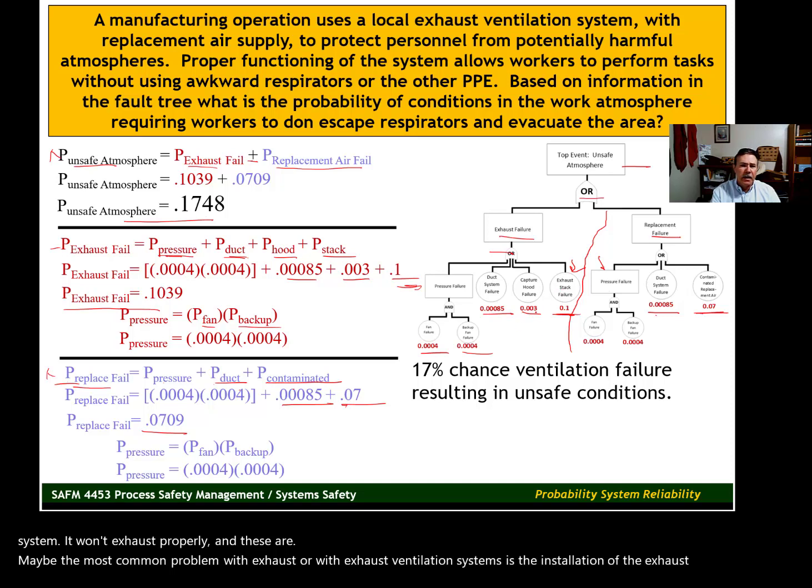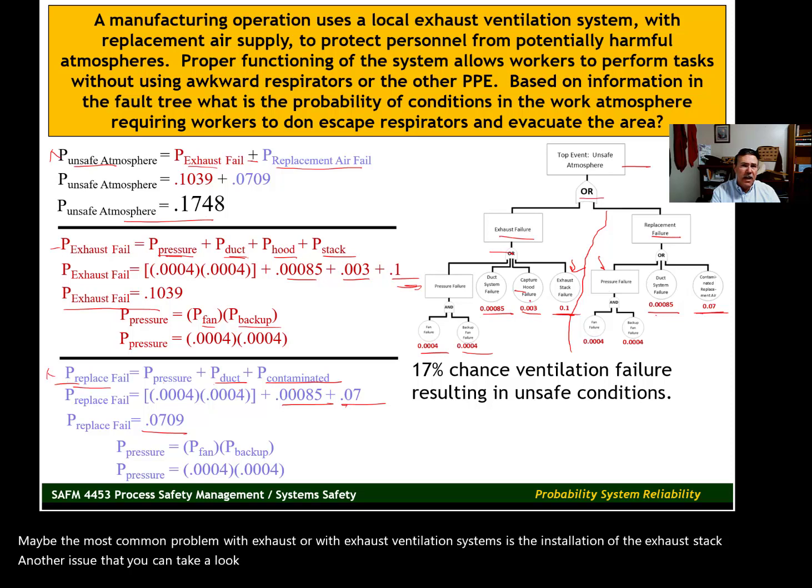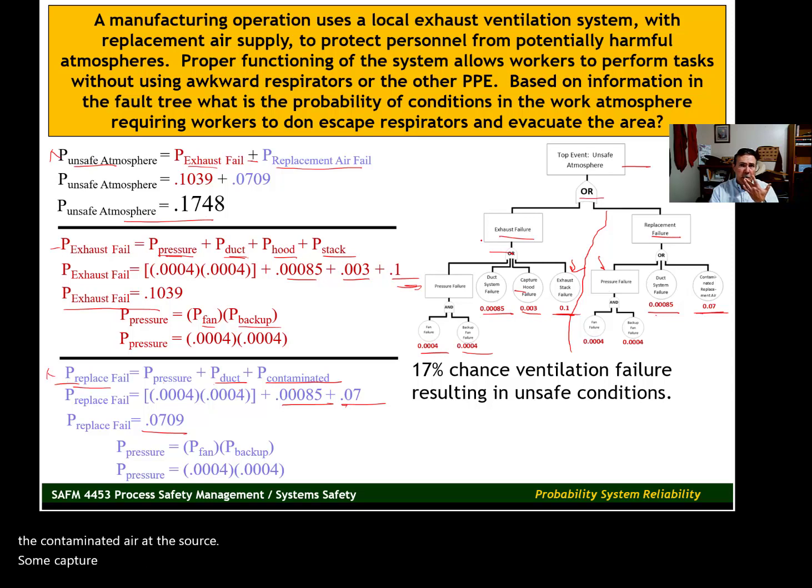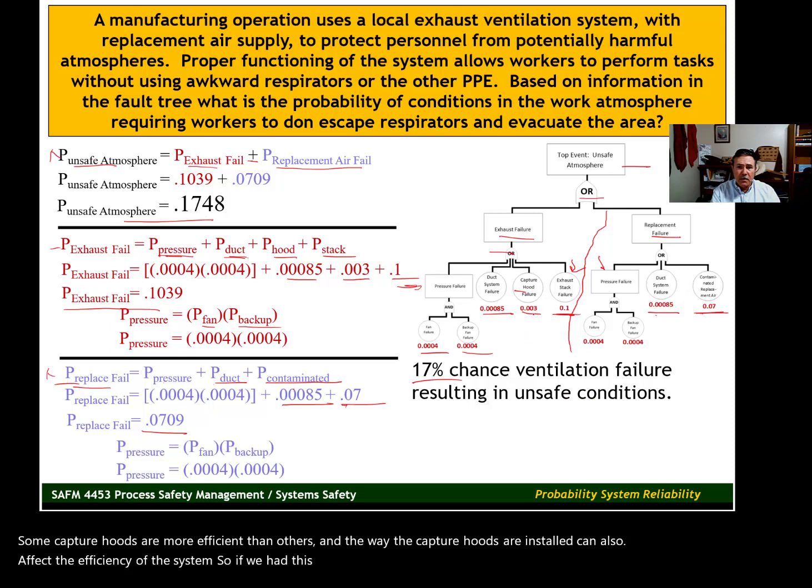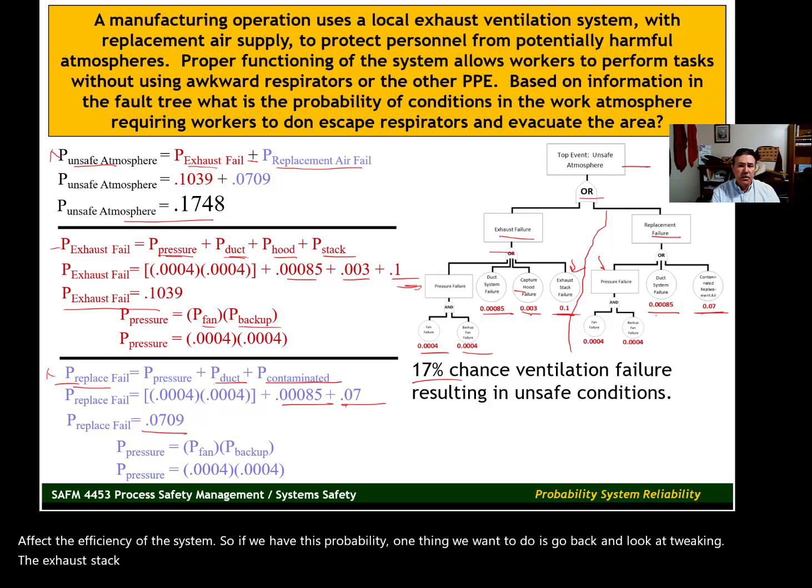Another issue that you can take a look at would be the capture hood, the type of capture hoods that are being used to suck in the contaminated air at the source. Some capture hoods are more efficient than others, and the way the capture hoods are installed can also affect the efficiency of the system. So if we had this probability, one thing we'd want to do is go back and look at tweaking the exhaust stack setup and maybe the capture hood setup.